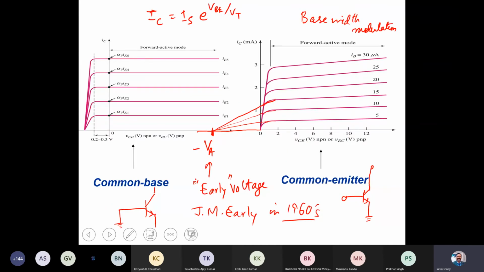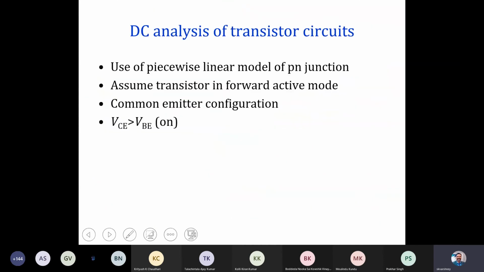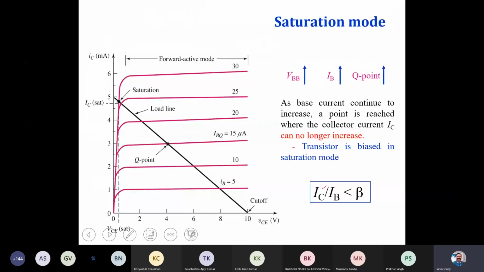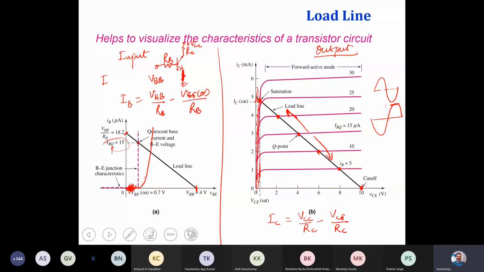I think I'll come back to this, just hold on. So how are we going to do this? We make use of the piecewise linear model of the PN junction. It is a simplified model with a VB on of 0.7, and if we take the input or dynamic resistance as the forward resistance RF, we can also do that. We start with the analysis assuming the transistor is in active mode, so you can write down the KVL loop, the input as well as the output equations.